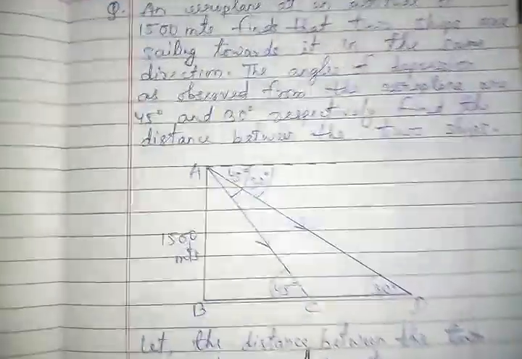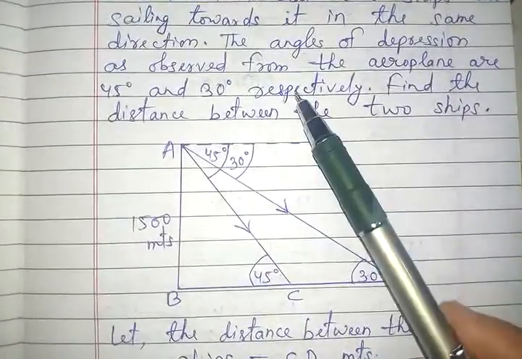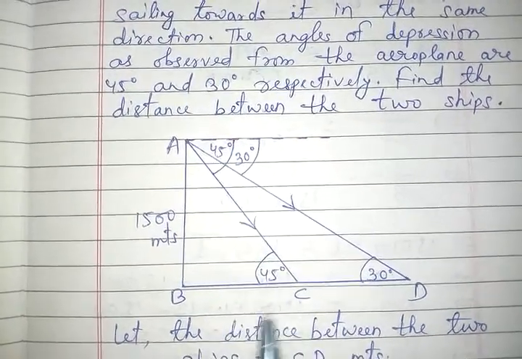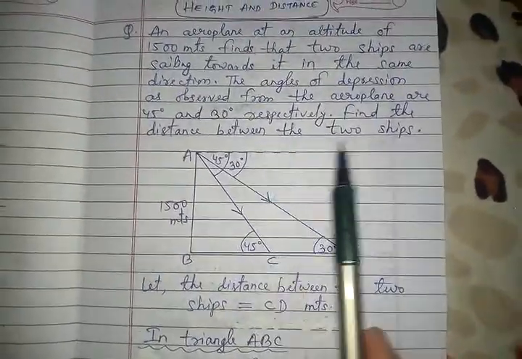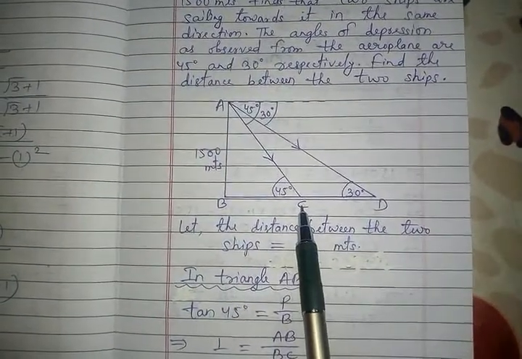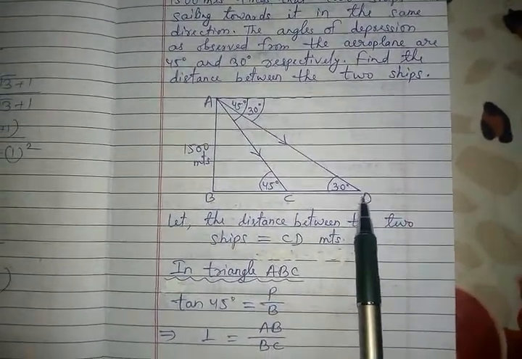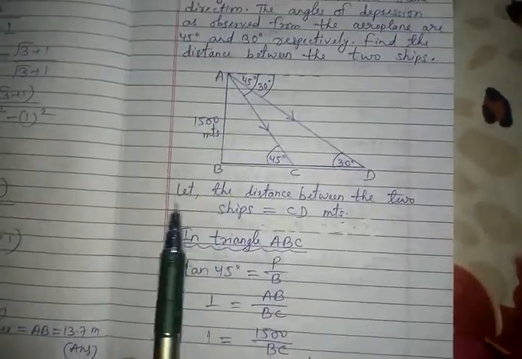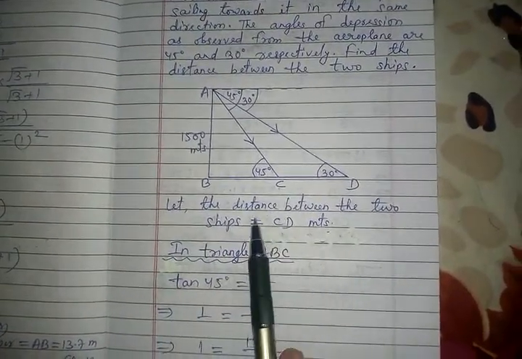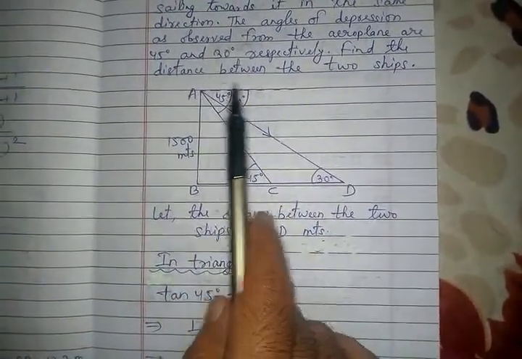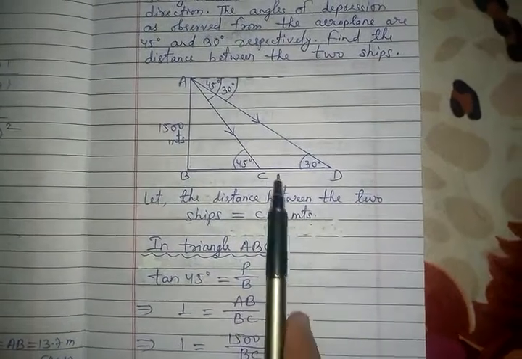So whenever, children, any angle of depression is formed outside the triangle, you can convert it inside the triangle by writing it as an alternate angle. Now the question is, find the distance between the two ships. Two ships means one ship is at point C, one ship is at point D. So we have to find the distance CD. So we will write, let the distance between the two ships be CD meter.